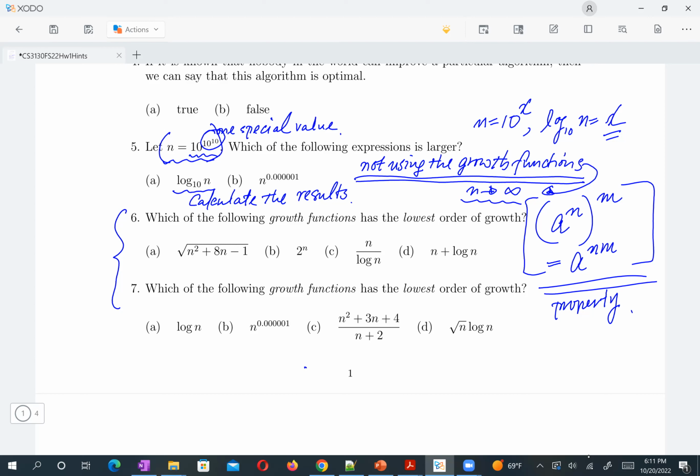I'd like to point out two basic facts we have learned in our class, just to refresh your memory a little bit. The first fact is the order of growth, this concept for the power function.